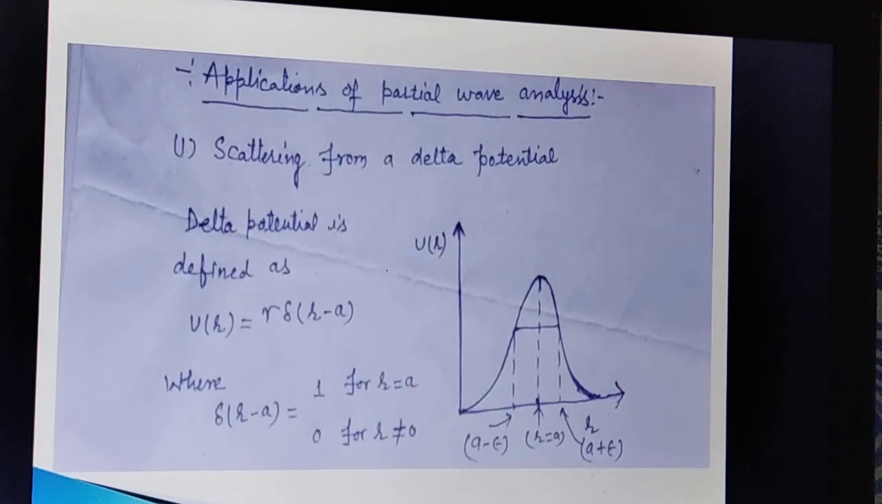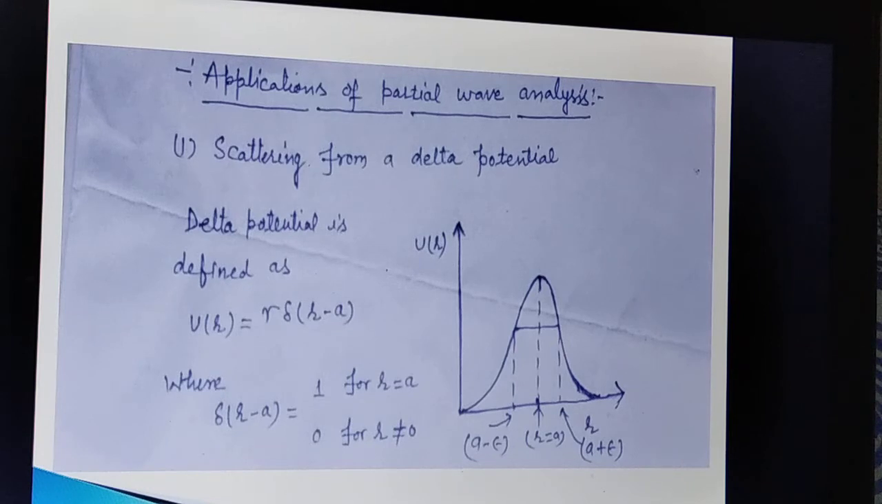डेल्टा पोटेंशियल is defined by U(r) equal to gamma delta(r minus a), where delta(r minus a) equal to 1 for r equal to a and it is 0 for r not equal to a.